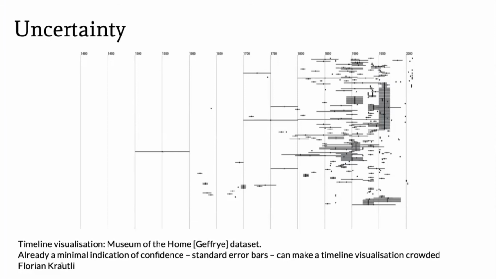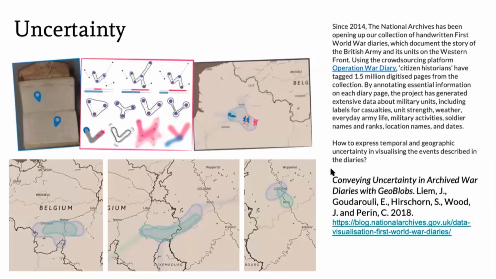You don't want your visualization to be entirely error bars so that you can't see anything else. So are there other strategies for dealing with this that are not so overwhelming? There's a nice example here: conveying uncertainty in archived war diaries with a technique called Geoblobs.